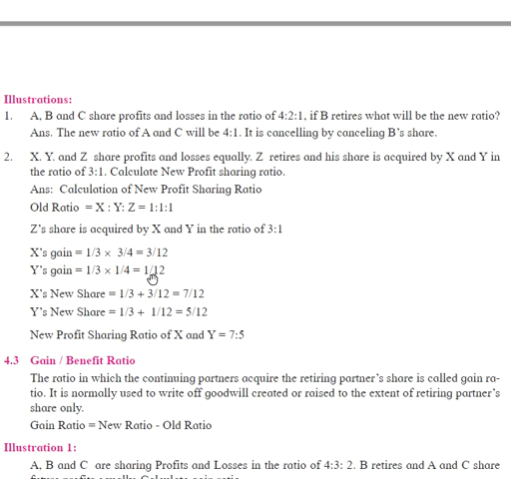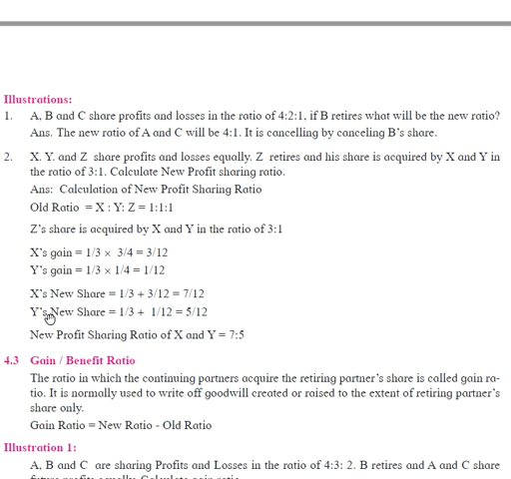He'll get a 1 by 12 amount. So X's gain is 3 by 12 and Y's gain is 1 by 12, meaning a 3 is to 1 ratio. And X's new share is 1 by 3 plus 3 by 12, which equals 7 by 12, the new share for the partner who is going to continue.